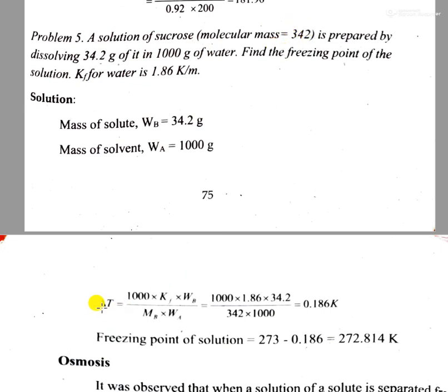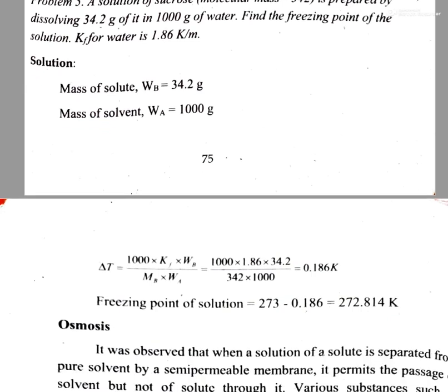So taking the formula again, delta T is equal to 1000 into Kf into WB divided by MB into WA. You have to substitute all the values and get the depression in freezing point value, that is delta Tf, which is 0.186 Kelvin. So again, the freezing point of the solution is equal to the freezing point of water minus this delta Tf, that is 273 minus 0.186. So the answer is 272.814 Kelvin.